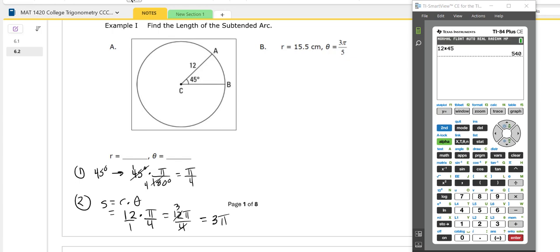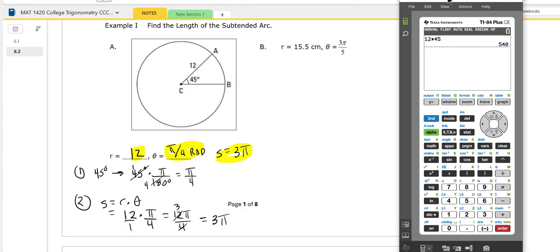So in this problem, the radius is 12, theta is pi over 4 radians, and then we end up with the length of the subtended arc is just 3 pi units. And you can leave that as 3 pi, or you could change that to a decimal if you chose to. So on my calculator, I could simply go 3 times pi, and I could get an approximate answer if I wanted to, and I could round that off to S is approximately 9.4.